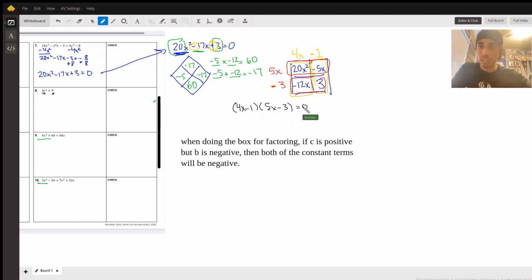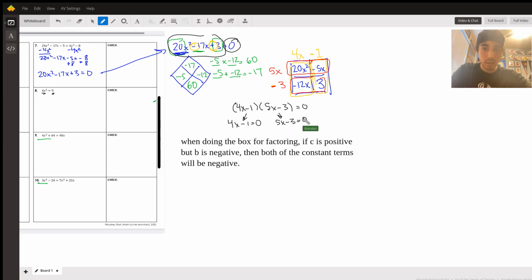So our factors, we've got the 4x minus 1 and the 5x minus 3. And remember, this whole thing is equal to 0, so don't forget it's equal to 0. And then we can solve. We can set these equal to 0 and solve them. So again, it's the same thing we've been doing, but we are solving each of the factors.